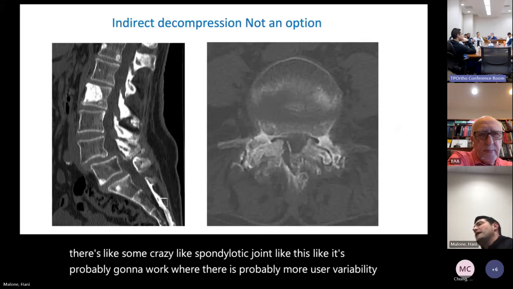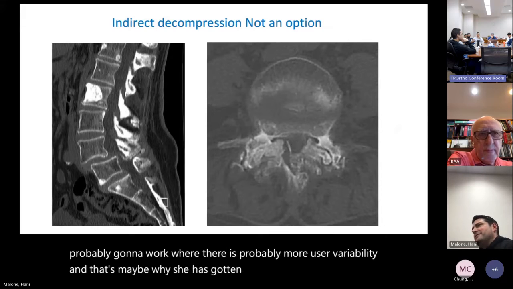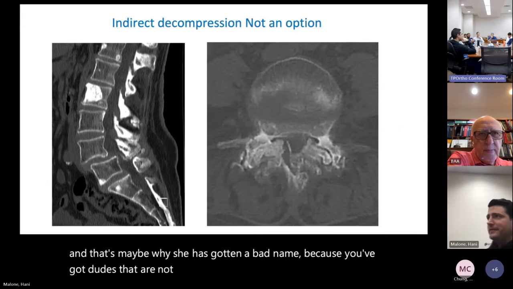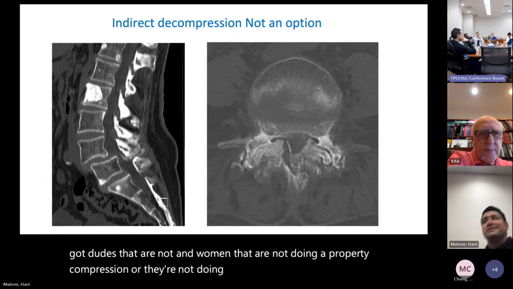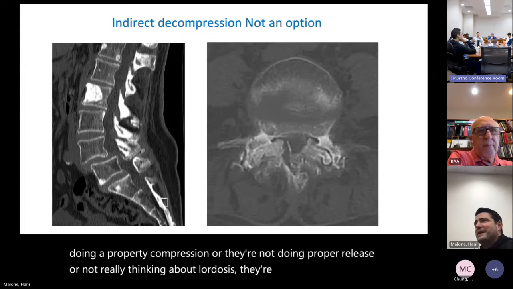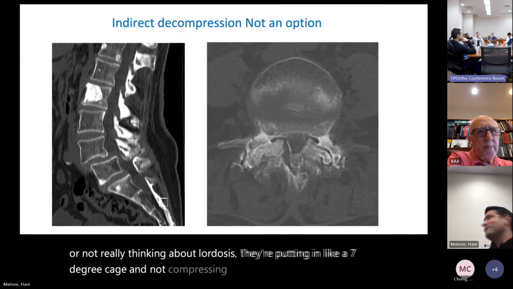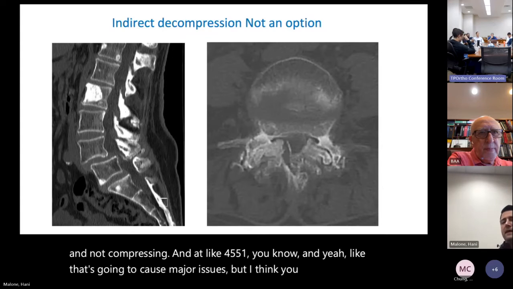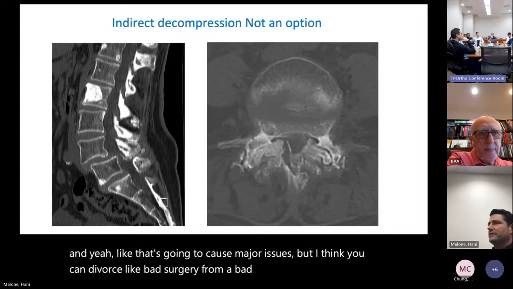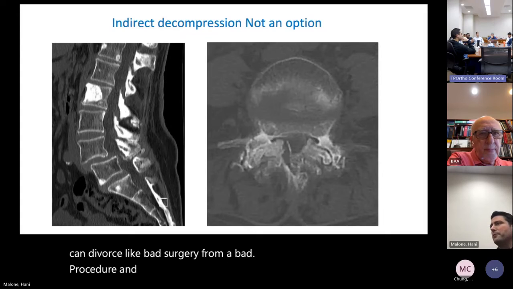Yeah. And that's maybe why TLIF has gotten that name, because you've got dudes, and women, who are not doing proper decompression, or not doing proper release, or not really thinking about the lordosis. They're putting in a 7-degree cage and not compressing, and at L4-5 that's going to cause major issues. But I think you can divorce bad surgery from a bad procedure, and if it's performed appropriately, even though it has limitations, it can work.